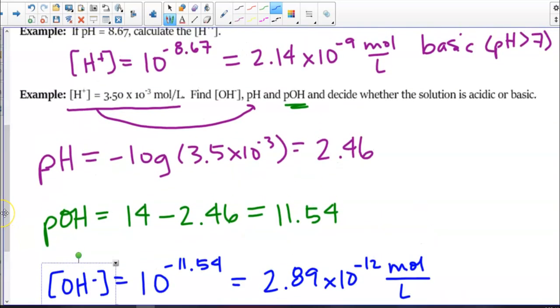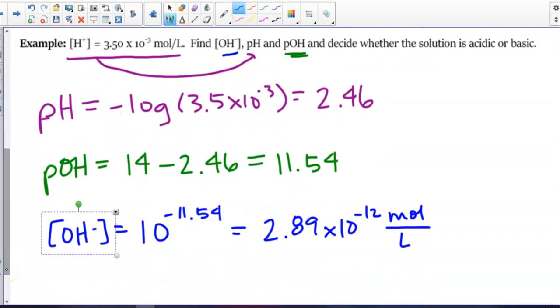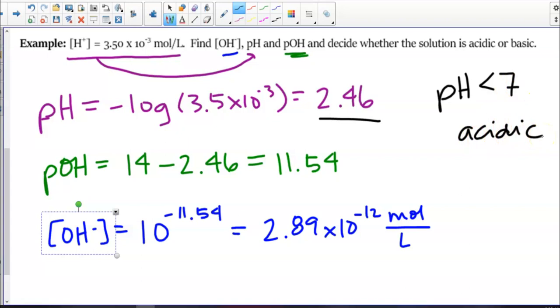All right, so we used all the equations. Last part of the question is, is this solution acidic or basic? Well, the easiest way to do it is to look at the pH right here. The pH is less than 7, so this is acidic. Another way to look at it is that our H+ concentration is greater than our OH- concentration: 3.5 times 10 to the negative third is greater than 2.89 times 10 to the negative 12. So that is pH and how to calculate it.